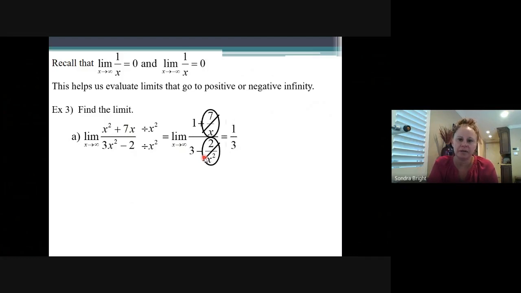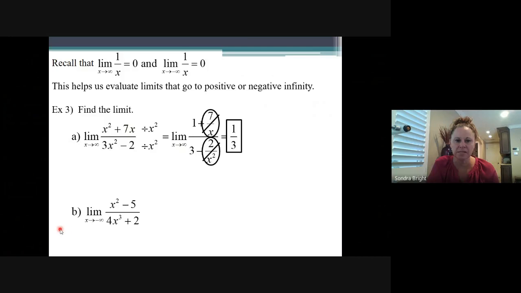which leaves you with 1/3. I did give you the little hint also that when the degree on top is equal to the degree on the bottom, the limit follows the same rules as the horizontal asymptote, if you remember that. It'll be the ratio of the leading coefficients when the degree on top is the same as the degree on the bottom. But this is how you work it out.